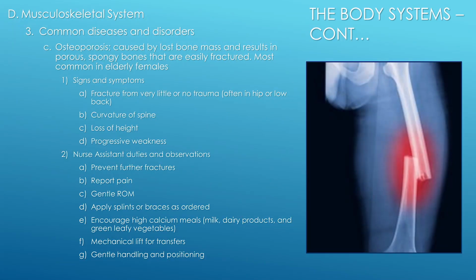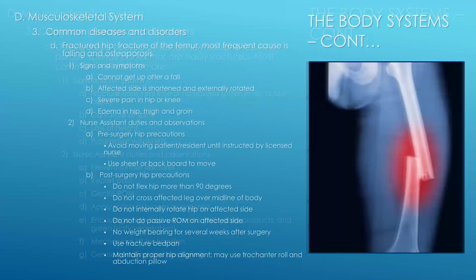Osteoporosis, caused by lost bone mass and results in porous, spongy bones that are easily fractured, most common in elderly females. The signs and symptoms: fracture from very little or no trauma, often in the hip or low back, curvature of spine, loss of height, progressive weakness. Nurse assistant duties and observations: prevent further fractures, report pain, gentle range of motion, apply splints or braces as ordered, encourage high calcium meals such as milk, dairy products, and green leafy vegetables, mechanical lift for transfers, gentle handling and positioning.